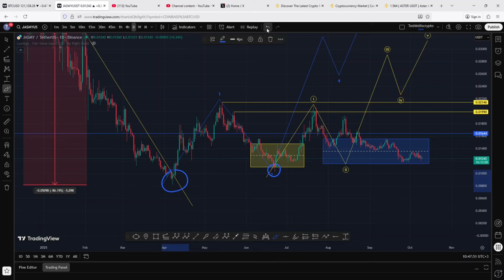So that is all that I expect here on the Jasmy chart on the short term and also on the long term. And let us be patient and see how that plays out, and I will ensure you stay up to date.